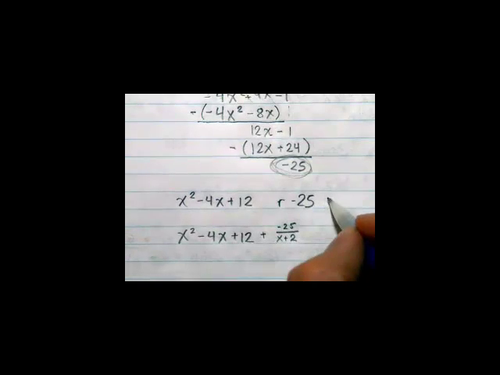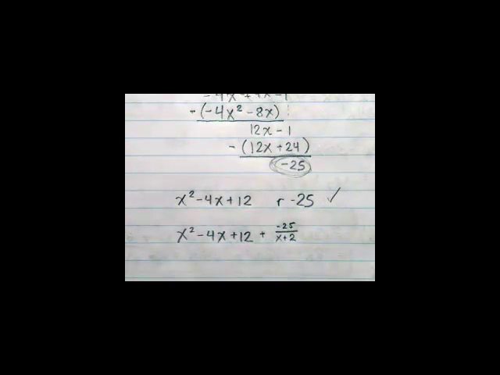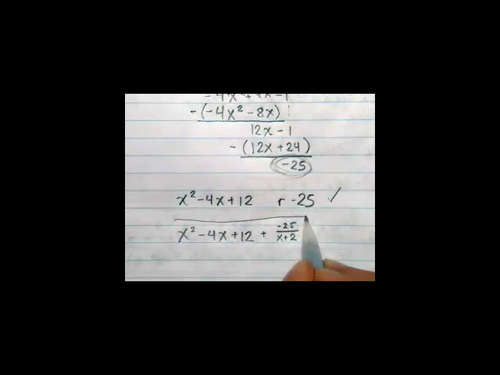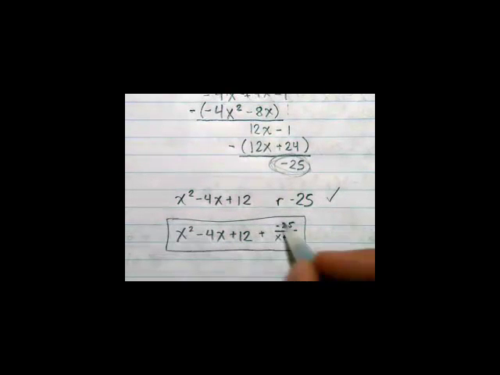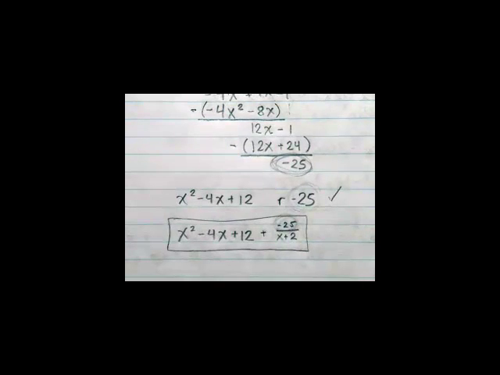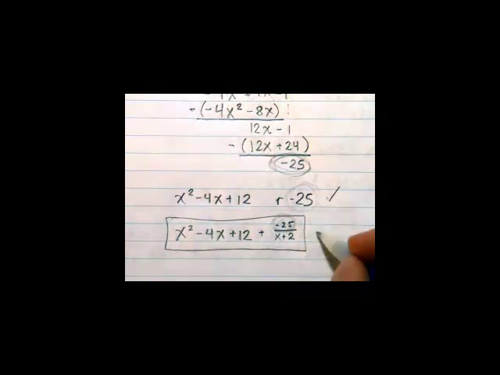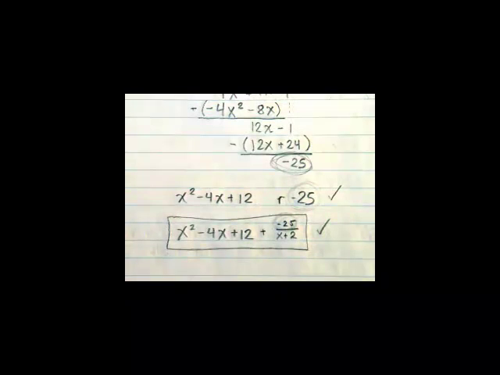I honestly don't care if you want to write it like this. It's fine. I'm just telling you, your book is going to do it like this. So if you just look at whatever they have right here, that should be your remainder. It's the same thing. That's fine. Okay? Both of these, in my mind, are acceptable ways to write that answer.